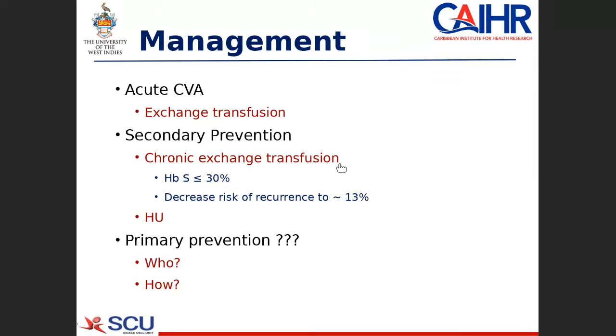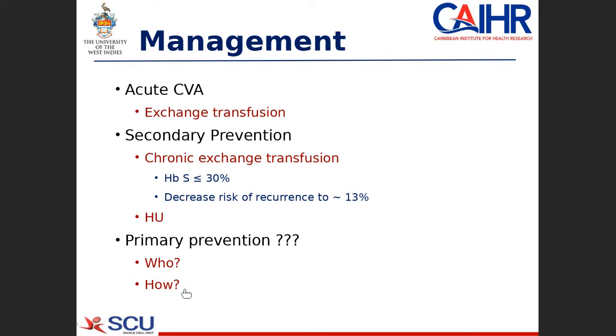Well, first of all, in Jamaica, we don't have the blood to support a chronic exchange transfusion program. And then you have the risks of infection, iron overload, all of these for persons who are on chronic transfusion programs. So what we do locally is we offer our patients hydroxyurea, and this has been shown to be effective in decreasing the risk also for second stroke.